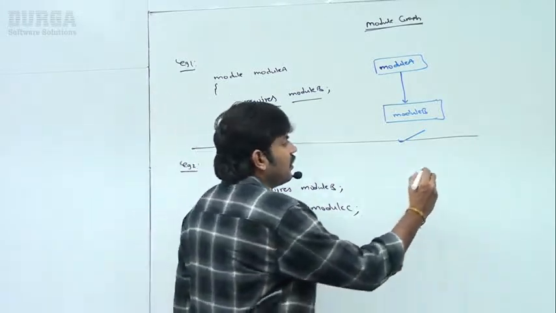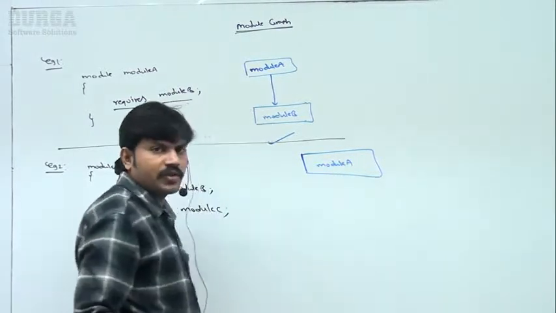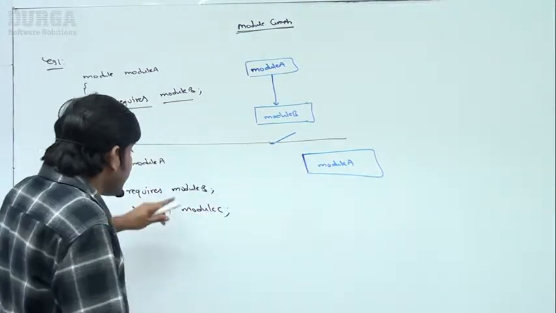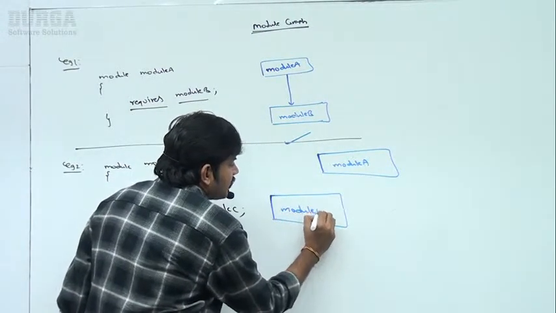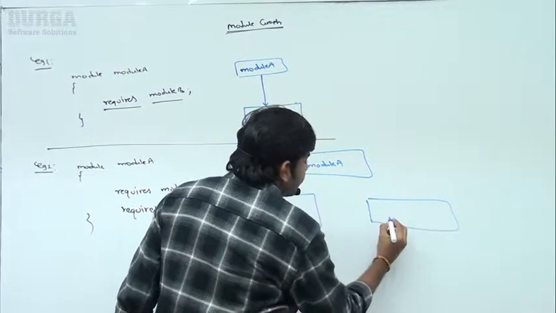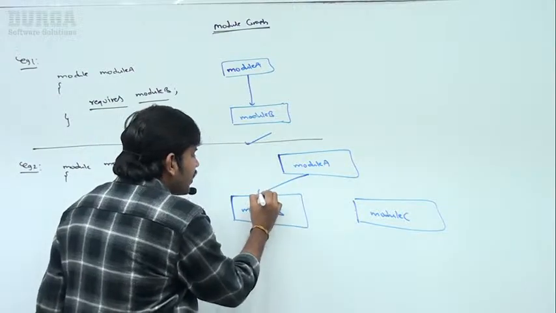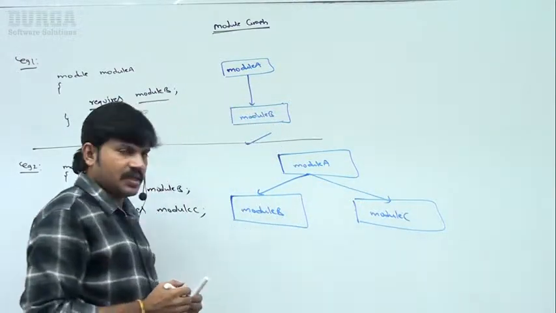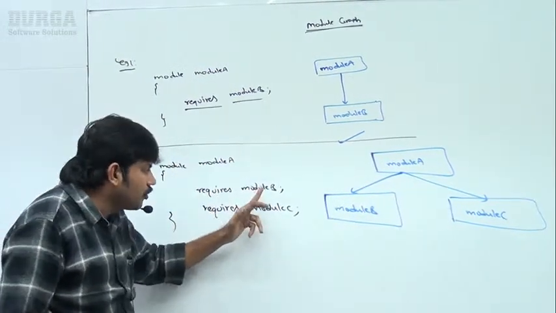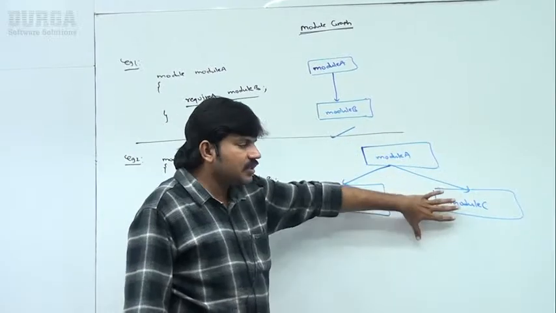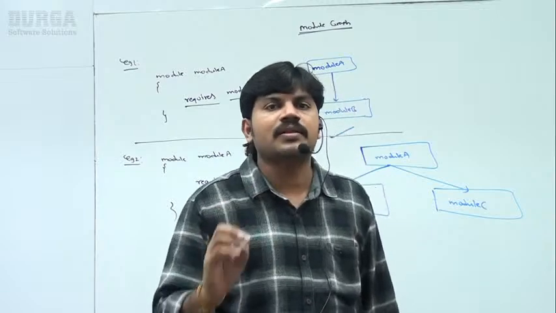Very simple, sir. Here we have module A. Observe a bit carefully. Module A requires module B, and module A requires module C. Clear for all of it? So if module A requires module B and module C, this is the corresponding module graph. So, what is a module graph and how to draw it?